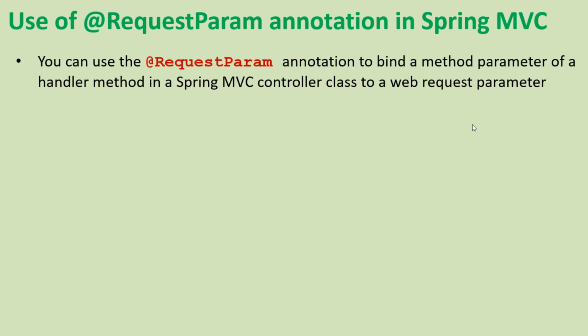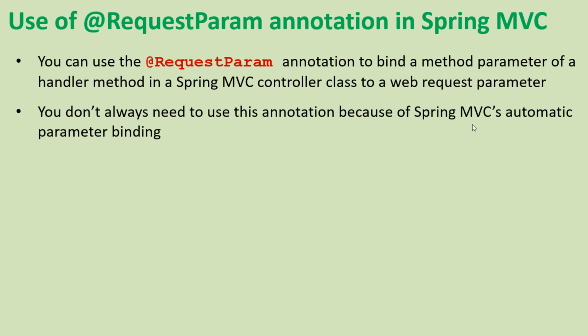So what is the use of the RequestParam annotation in Spring MVC? Basically, you can use the RequestParam annotation to bind a method parameter of a handler method in a Spring MVC controller class to a web request parameter. And you don't always need to use this annotation because of Spring MVC's automatic parameter binding.